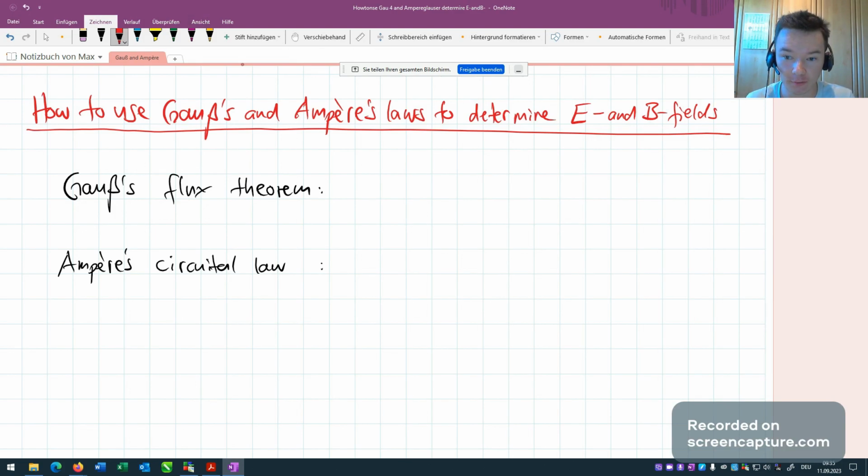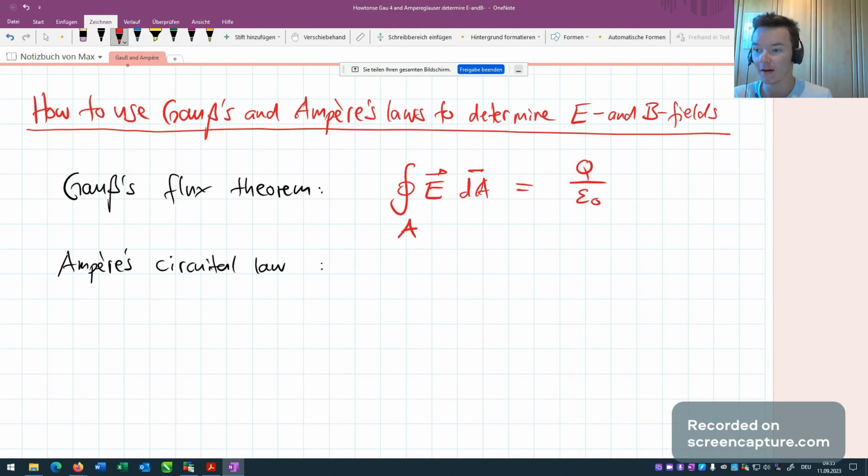The first law is Gauss's flux theorem, which looks as follows. The integral over E dA equals Q divided by epsilon 0. Okay, what does that mean? That means basically if you have a closed area, which is symbolized by this A and by this loop, so we have a closed area which encloses some kind of volume, then we're basically counting how many electric field lines are penetrating the area which encloses the volume. So that's basically what this integral is saying.